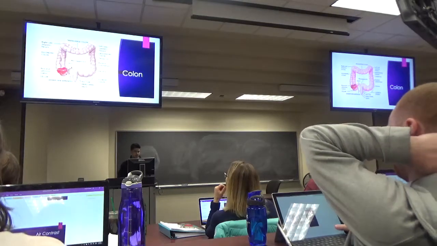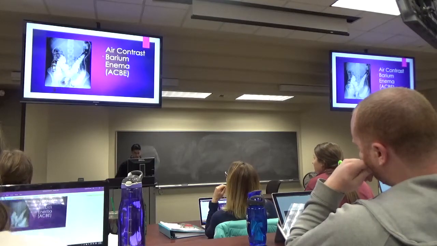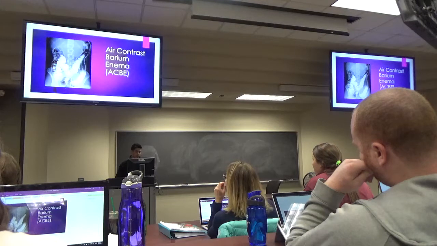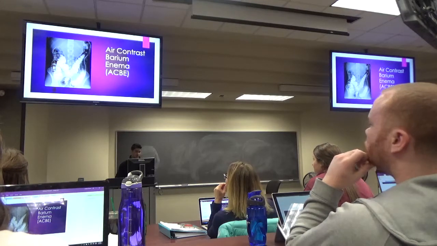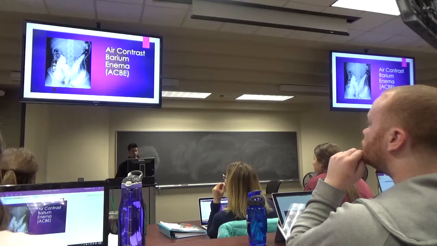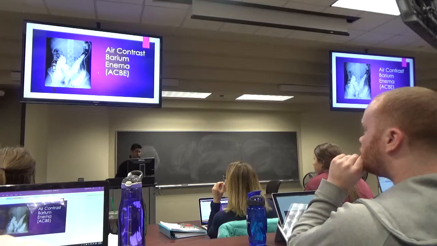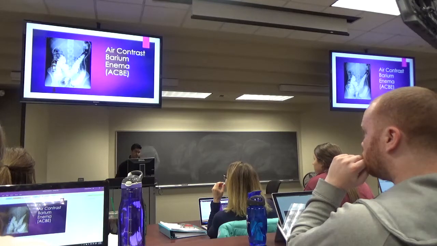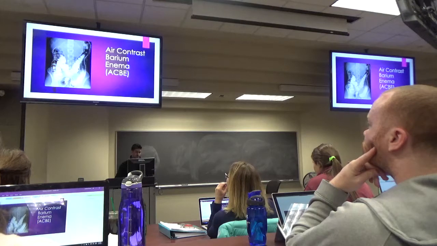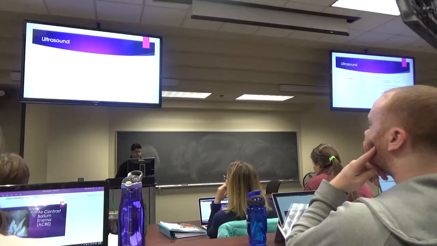Then colon divided up here. Air contrast barium enema, so this is where we've inserted a rectal catheter, and we basically have just dumped contrast into the colon. We drain them out, and then we pump air, and that gives us a nice picture here to show us the entire colon all the way up to the terminal ileum there. And then again, we're looking for polyps, strictures, which would indicate any kind of cancer, things of that nature.